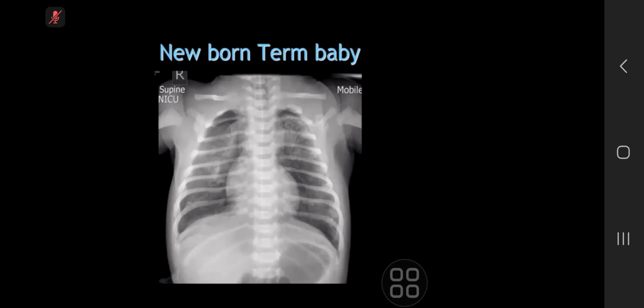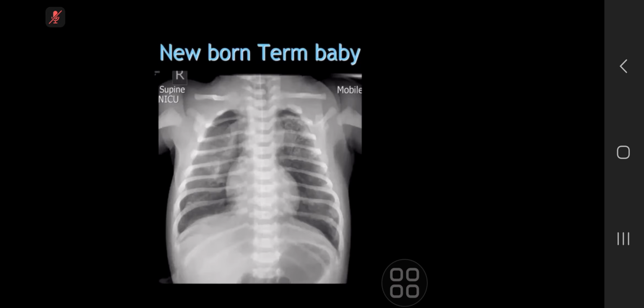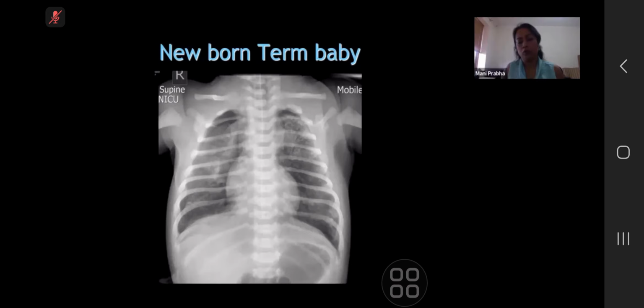And there's potentially mild overinflation in the context of a term baby, and assuming that there is some respiratory distress, which is why a chest radiograph has been performed. Appearances are likely to be consistent with meconium aspiration syndrome. Wonderful, fantastic description, and you just cracked it. So this is indeed a case of meconium aspiration.